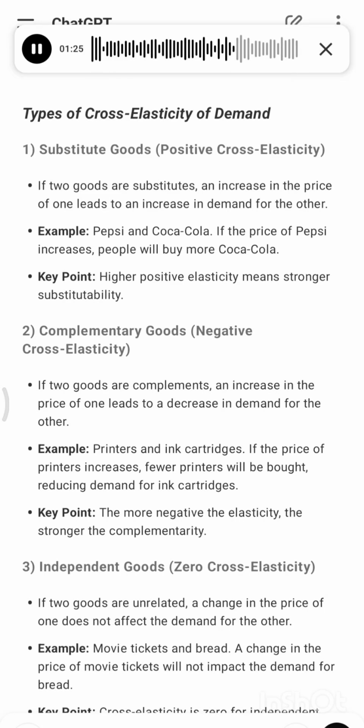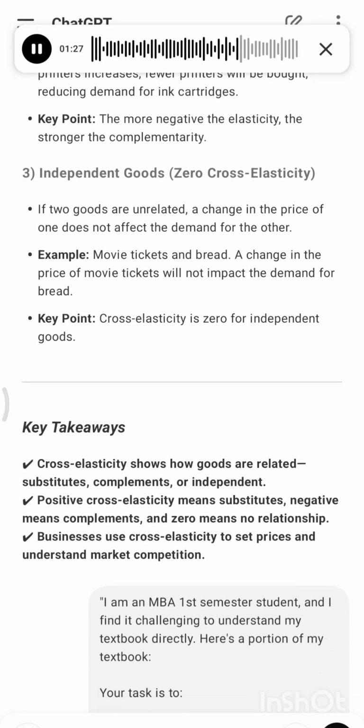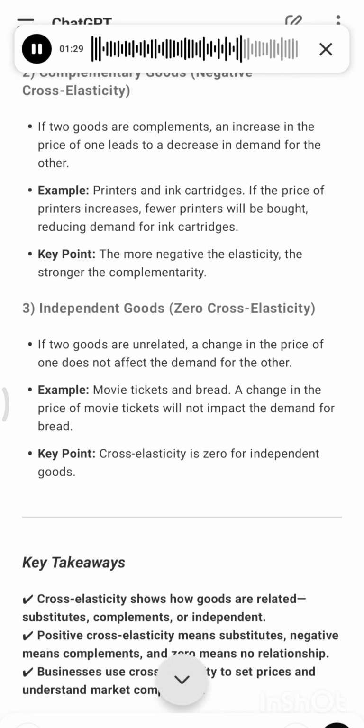3. Independent goods, 0 cross-elasticity. If two goods are unrelated, a change in the price of one does not affect the demand for the other. Example, movie tickets and bread. A change in the price of movie tickets will not impact the demand for bread. Key point, cross-elasticity is 0 for independent goods.